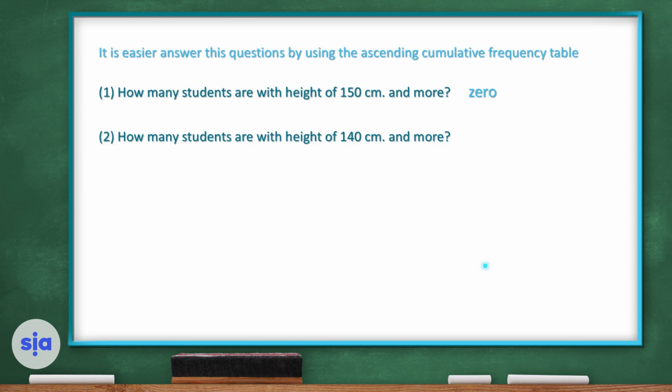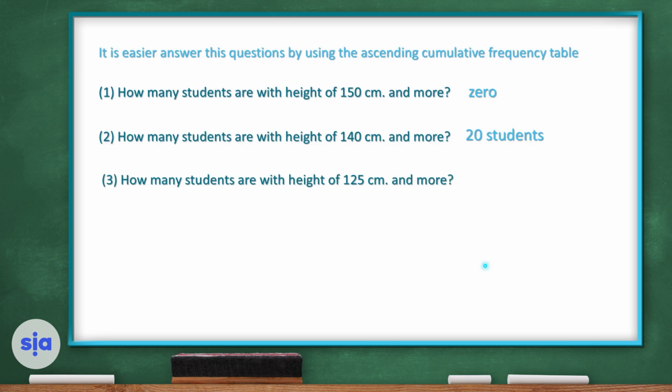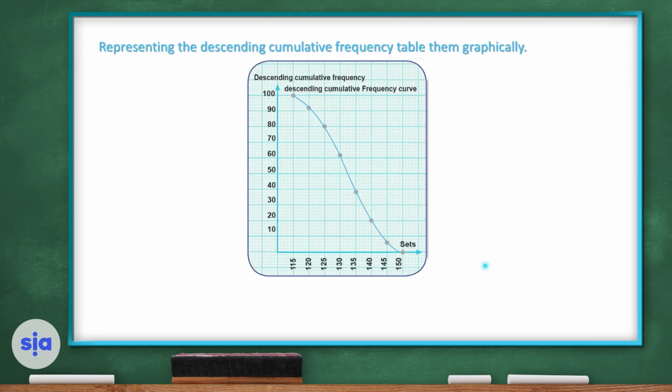Second question, how many students are with height of 140 centimeters and more? As you check it from the table, there are 20 students. Third question, how many students are with height of 125 centimeters and more? If you check the cumulative frequency table, you will see that there are 80 students. How can we represent this table graphically? Here's the graph of this table. So as you can see, it's going down from the 100 up until the 0 because they are arranged descendingly.